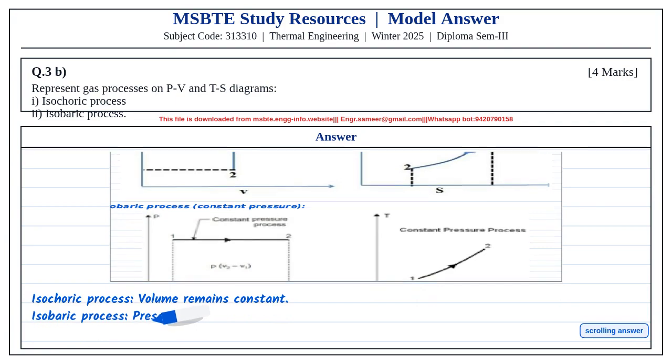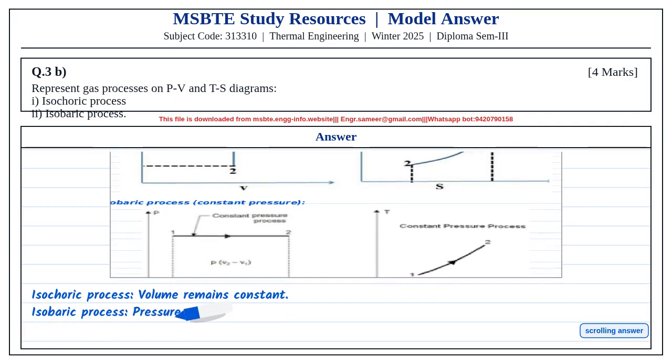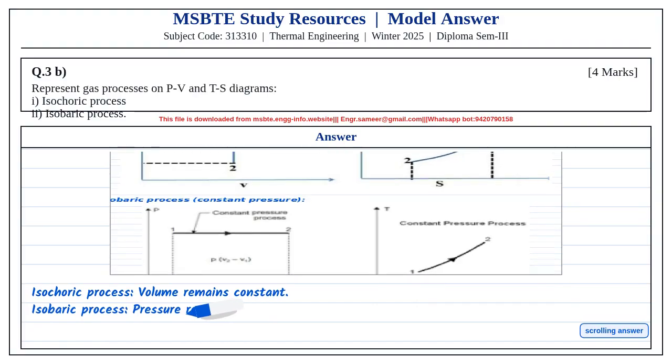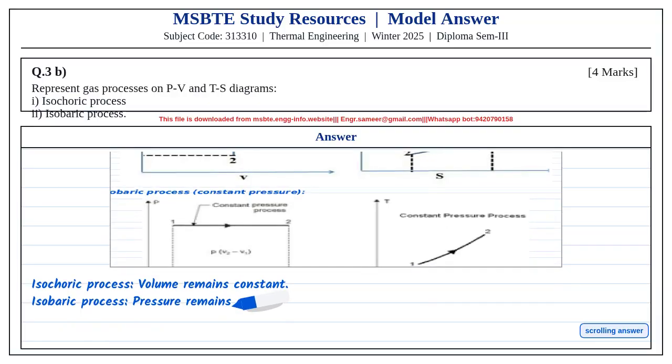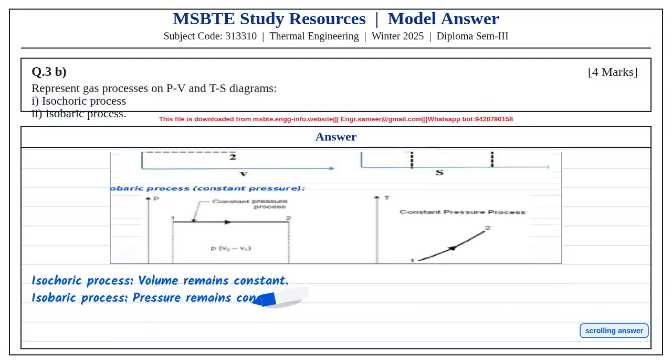Now let us read the answer. Isochoric process means volume remains constant. Isobaric process means pressure remains constant.